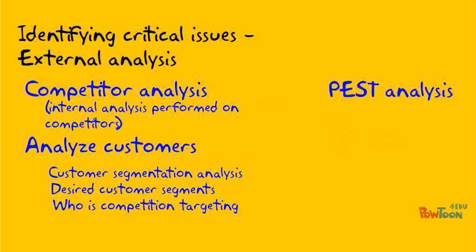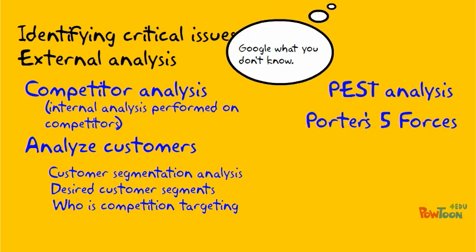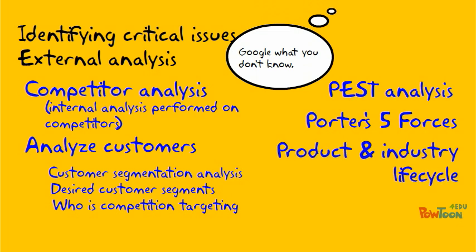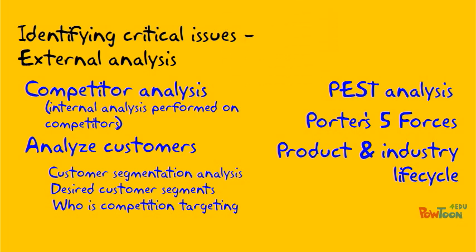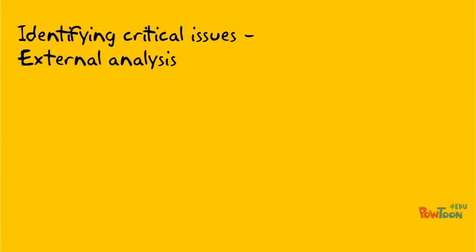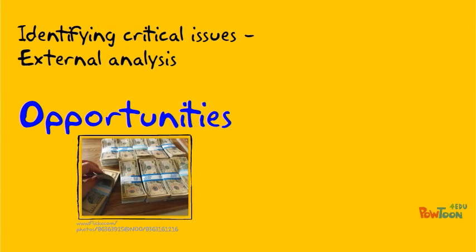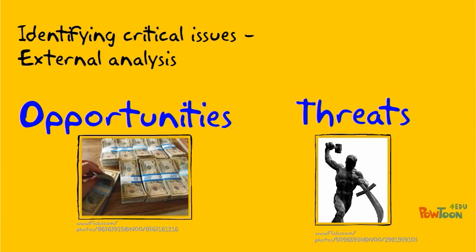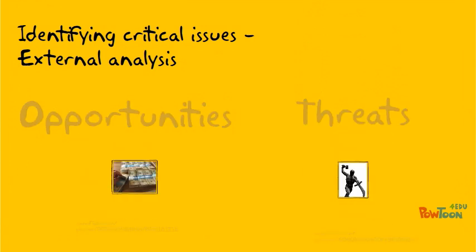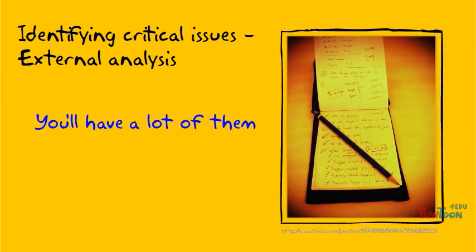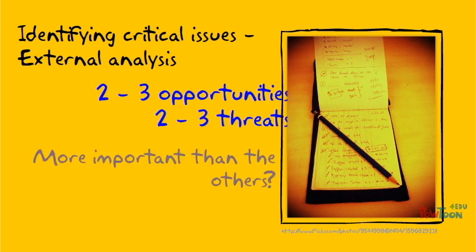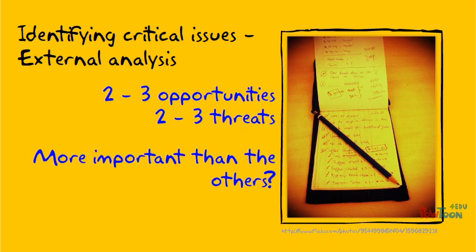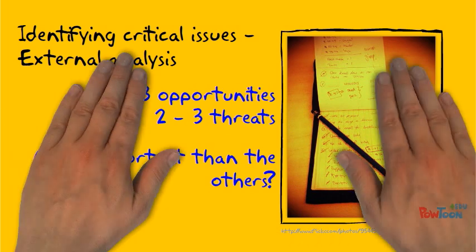Perform a PEST analysis. Do a Porter's 5 forces analysis. Look at the life cycle of the product or industry your company is in. What are the key things companies must do to survive and thrive? Is your company doing them? From your external analysis, determine what opportunities and threats exist for your company. As before, you'll probably have a lot of them. Consider each carefully and identify your top 2 or 3 opportunities and threats.